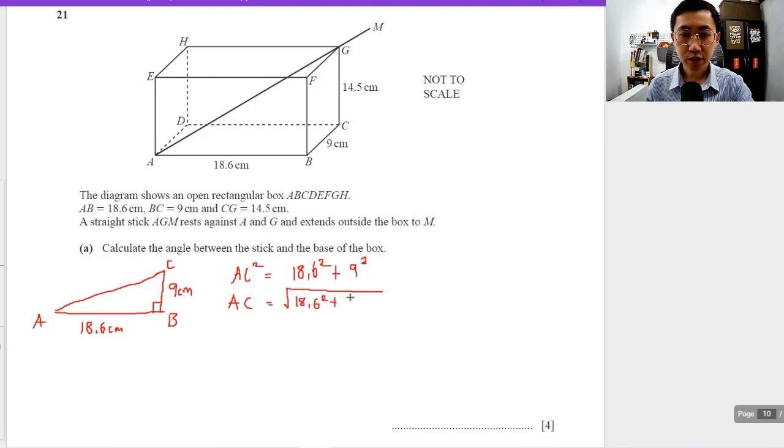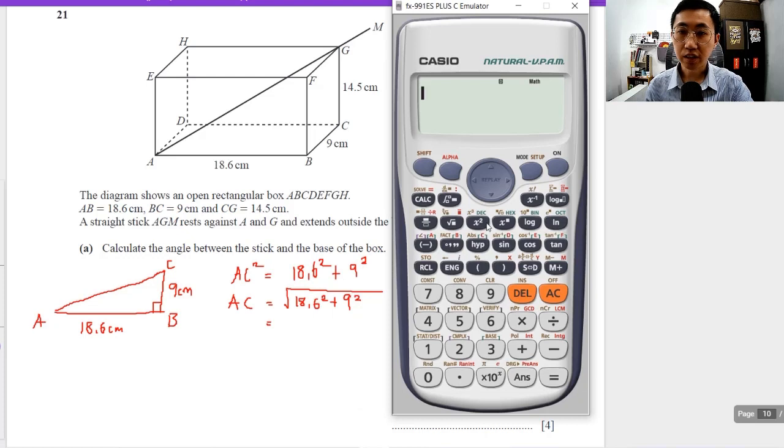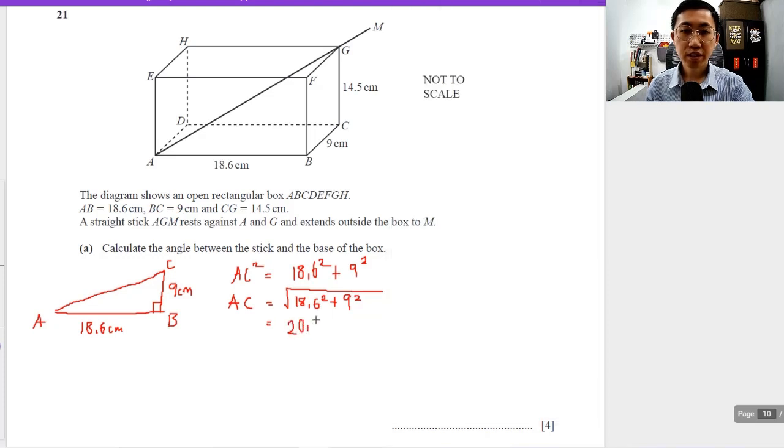Just write the working and we are going to get help from our calculator. So let's start with the calculator. Click whatever is inside the bracket first. I wouldn't be greedy. 18.6 square plus 9 square equal, and press square root followed by answer. Here you're going to copy as many numbers as possible: 20.663. Okay, so we already found the length of AC.